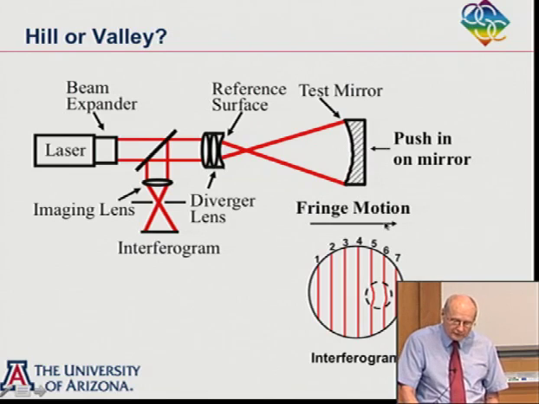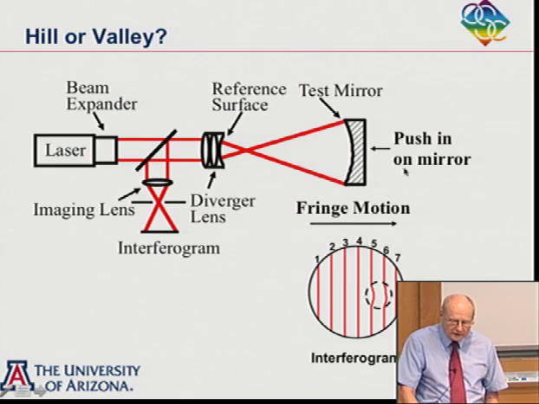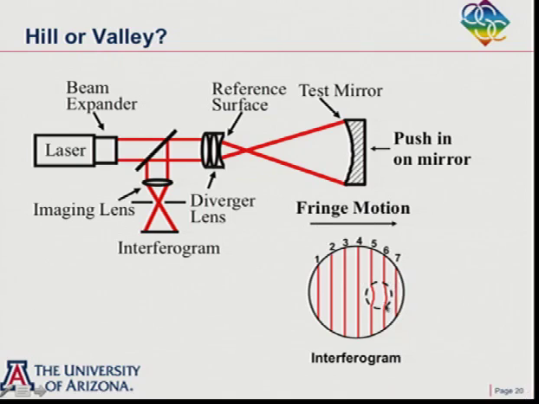Now, my simple-minded way of thinking about that is that when I'm pushing in on it, I'm actually causing a bump over the whole surface. And a bump over the whole surface causes the fringes to move this way. And so in this particular region here, this corresponds to just a little localized bump.